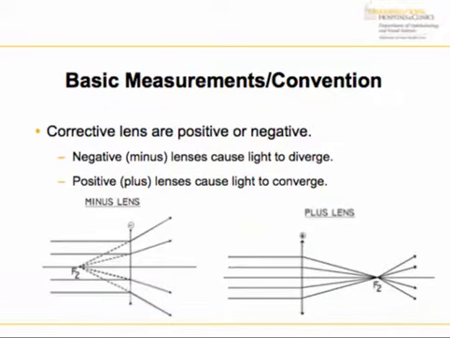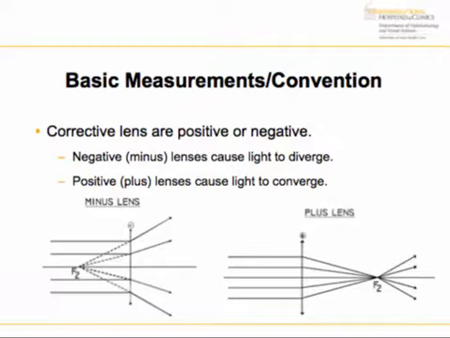Corrective lenses are either positive or negative in power. Negative or minus lenses cause light to diverge. Positive or plus lenses cause light to converge. I always find it interesting that the general public will call a plus lens a magnifying lens, but they never call a minus lens a minifying lens. This is what lenses do.